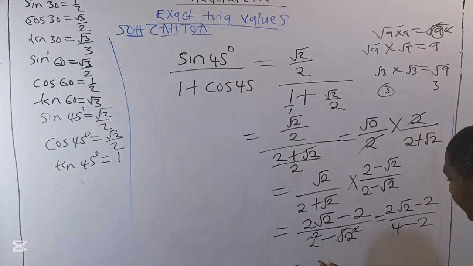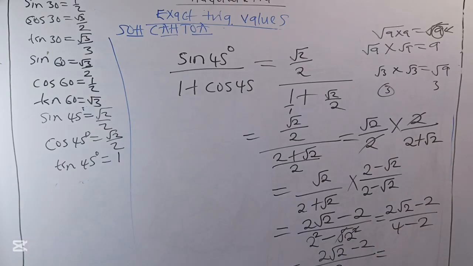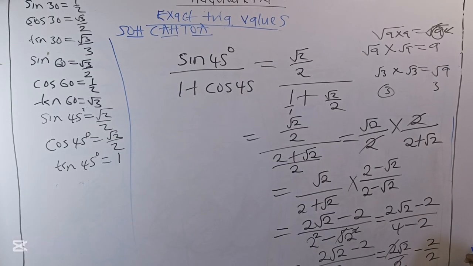Minus this, we cancel this 2, giving me 2 root 2 minus 2 all over what? 2. But if you still watch, something can cancel out. 2 can cancel all. That's to say, I can have 2 root 2 over 2 minus 2 all over 2. And this can cancel this, and my final answer will give me root 2 minus 1.